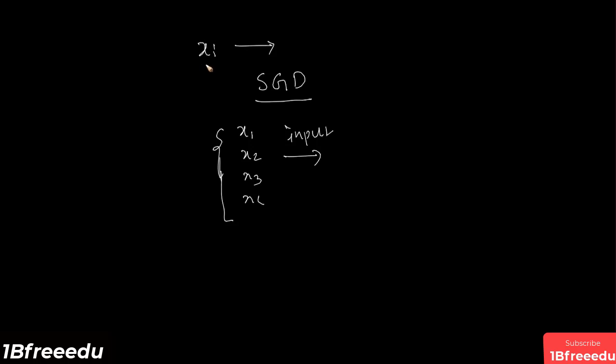So here I passed only one data point at a time. Now I'm passing 4 data points at a time, let's say. So what I'm doing is passing a batch of data points as input to the neural network. That's why this is called mini batch SGD. When I'm passing a batch of data points, this is called mini batch SGD.